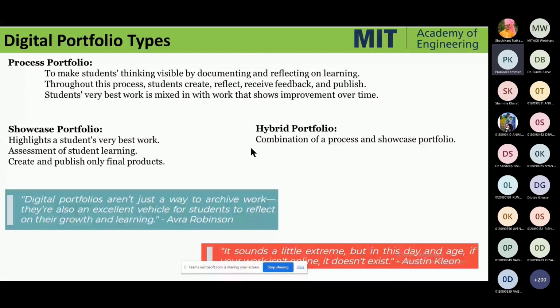Now, what is the difference between them? In process portfolio, in detail, you will be identifying the entire process to achieve a certain objective. In showcase, you will be highlighting the photographs, your facts, your statistics, your videos, your animations. And in hybrid, it will be a combination of both the entire process as well as the facts. So your portfolio can be either process, showcase, or hybrid.